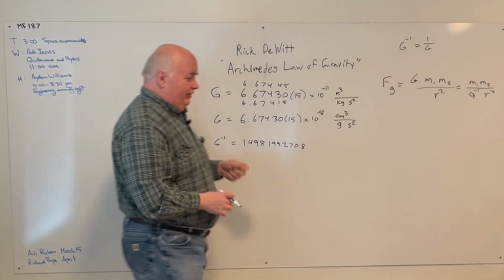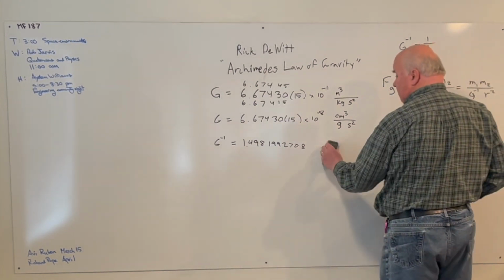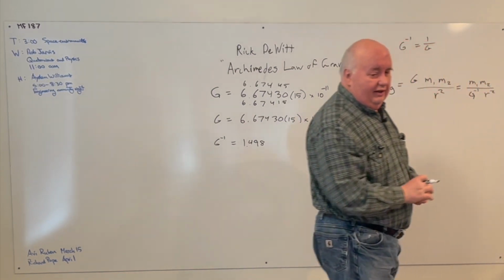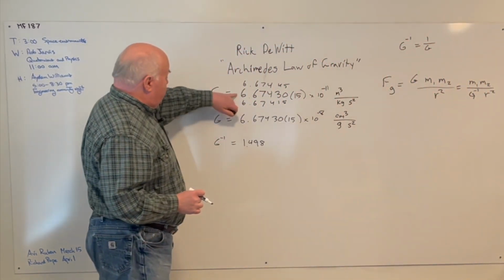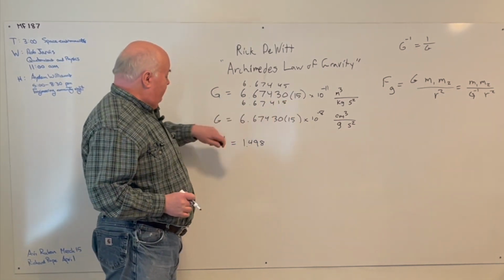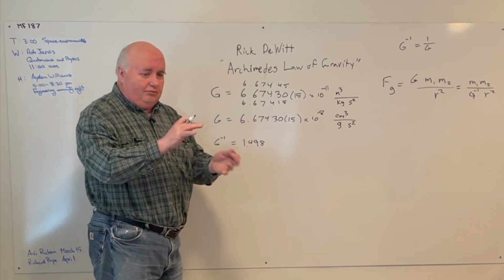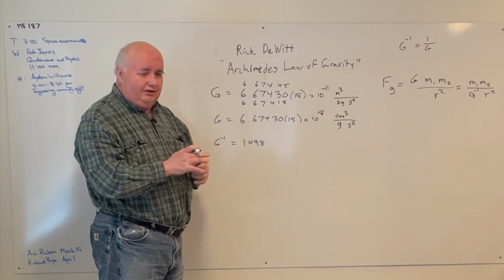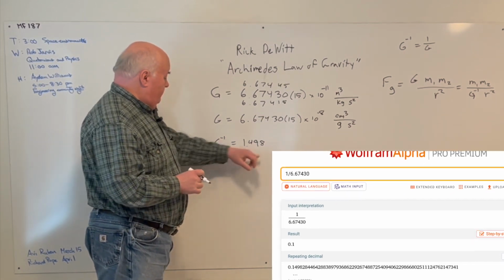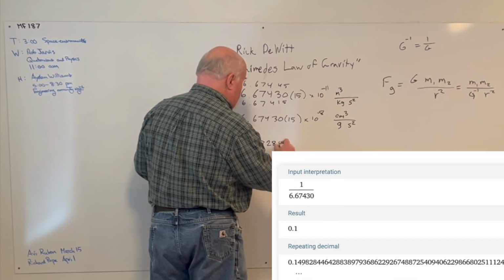Oh wait, we don't know that yet. 7.4. That's just... we don't know that yet. So the middle number, 6.67430, uncertainty 15, we got 1.498. We should get the range here. Okay, all right, so it is 1.4982844. How many digits do you want?